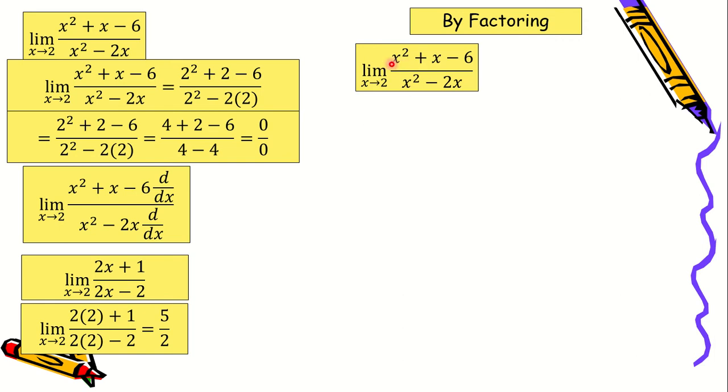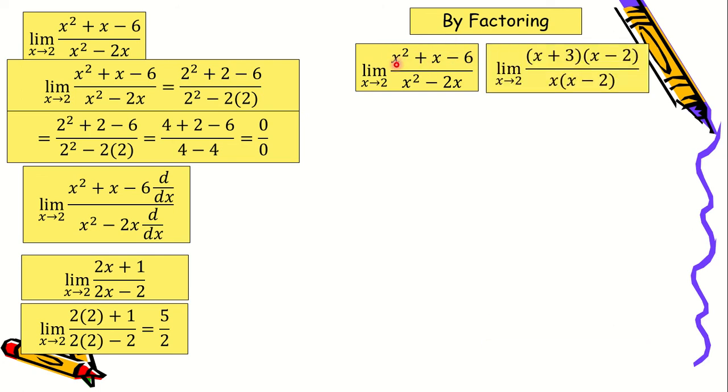So i-factor natin yung nasa numerator and denominator. So as you can see, dito sa numerator, it's a trinomial which can be factored into a product of two binomials. So the coefficient of the first term in the numerator is 1. And then the constant term is negative 6. So you consider the factors of negative 6, we have 3 and negative 2. So the factors of the numerator are x plus 3 and x minus 2.